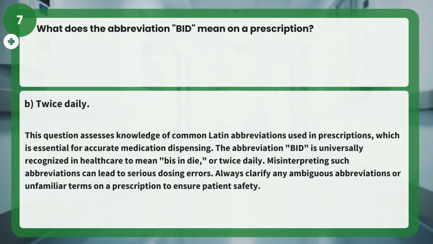Answer B. Twice daily. This question assesses knowledge of common Latin abbreviations used in prescriptions, which is essential for accurate medication dispensing. The abbreviation BID is universally recognized in healthcare to mean bis in die, or twice daily. Misinterpreting such abbreviations can lead to serious dosing errors. Always clarify any ambiguous abbreviations or unfamiliar terms on a prescription to ensure patient safety.